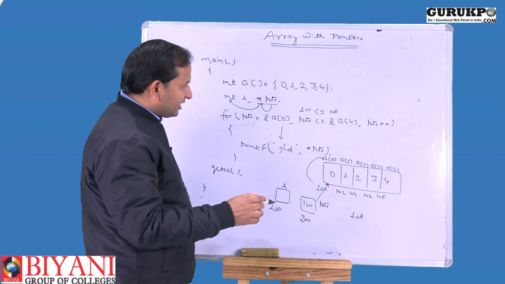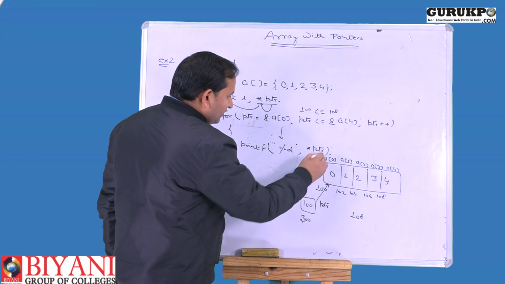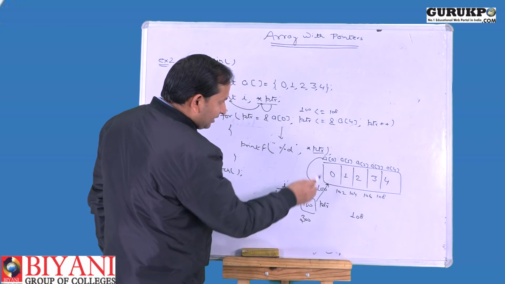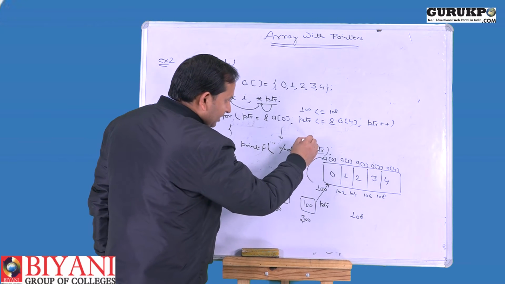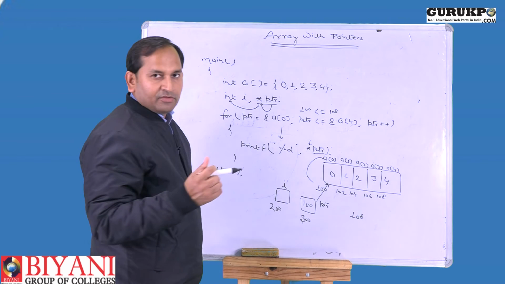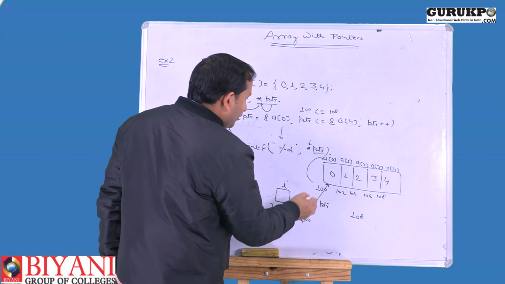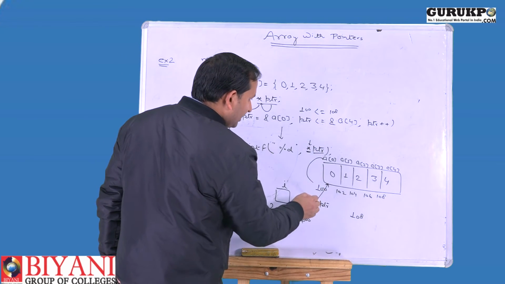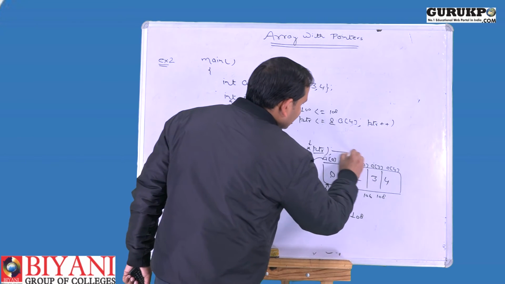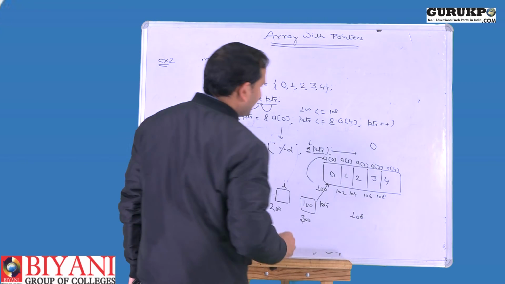Inside the for loop, we can see there is a PTR. The value of PTR is 100. Before PTR, it is preceded by the pointer value operator. Value at 100, value at 100. So it prints 0 the first time.